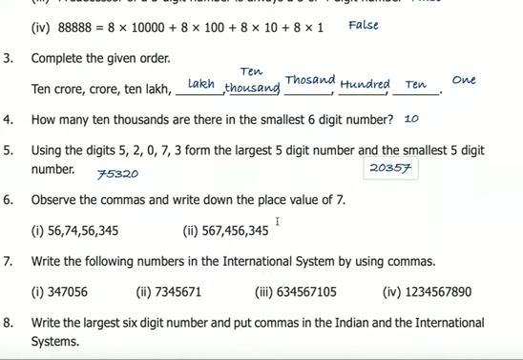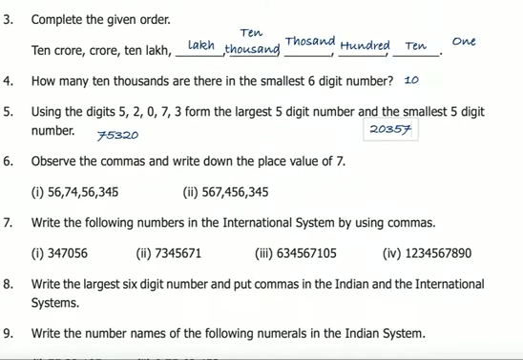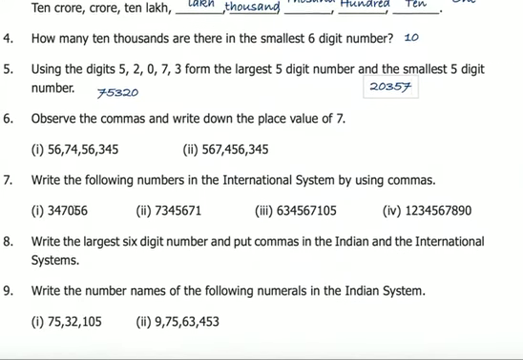Observe the commas and write down the place value 7. Commas are correct. This is 70 lakh. This is also 70 lakh. Okay, but the difference comes in the commas, right? Because this system is different. What is the system? International system. Ones, tens, hundred, thousand, 10,000, 100,000. This is million. So 7 million. You have to write 7 million here, 70 lakh here. Both are same, but the system of units are different, right?